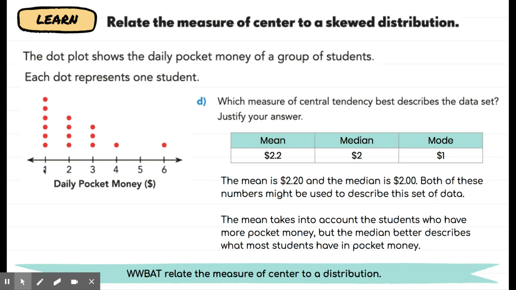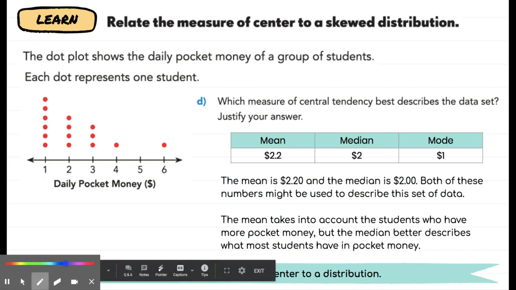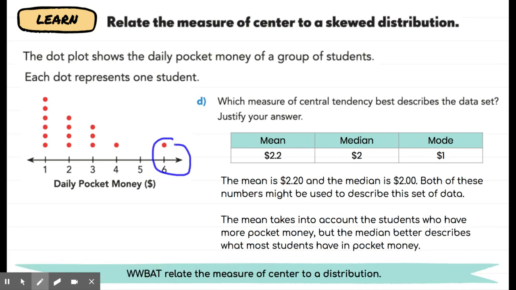The mean takes into account the students who have more pocket money, or the students who are on the right side of the data set or the dot plot. But the median better describes what most students have in pocket money, which is $2.